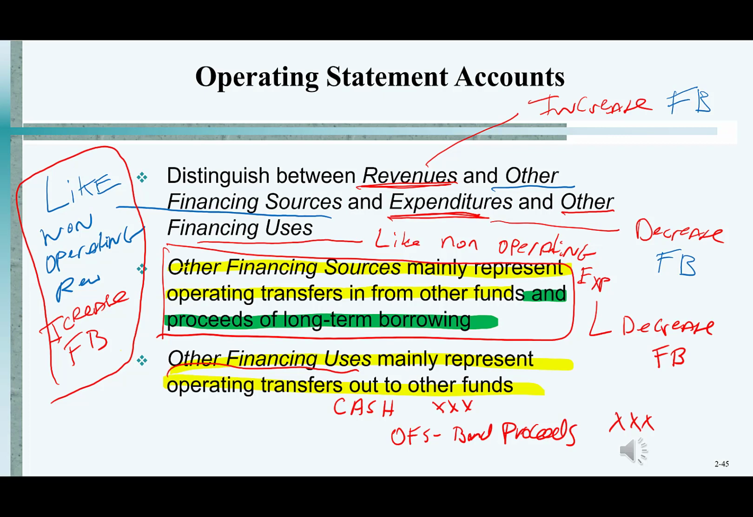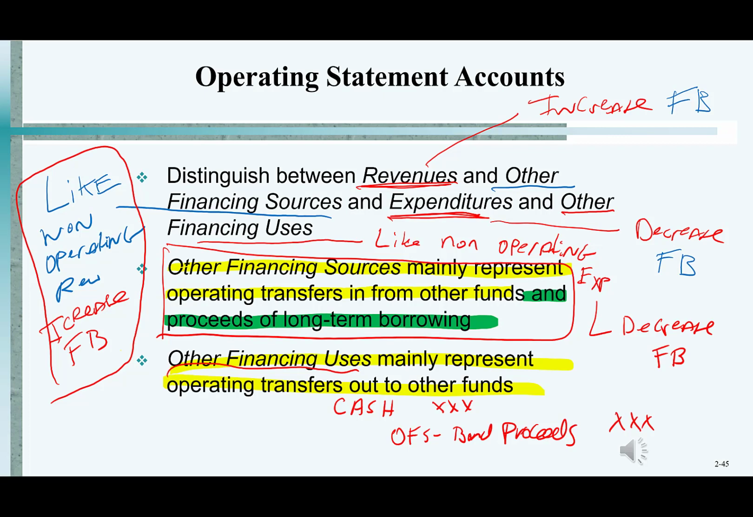Two other financing sources: the transfer in, and when money comes in from long-term debt proceeds. That's it. How many other financing uses? One, when money is transferred out. That's it, guys. Don't overthink this.